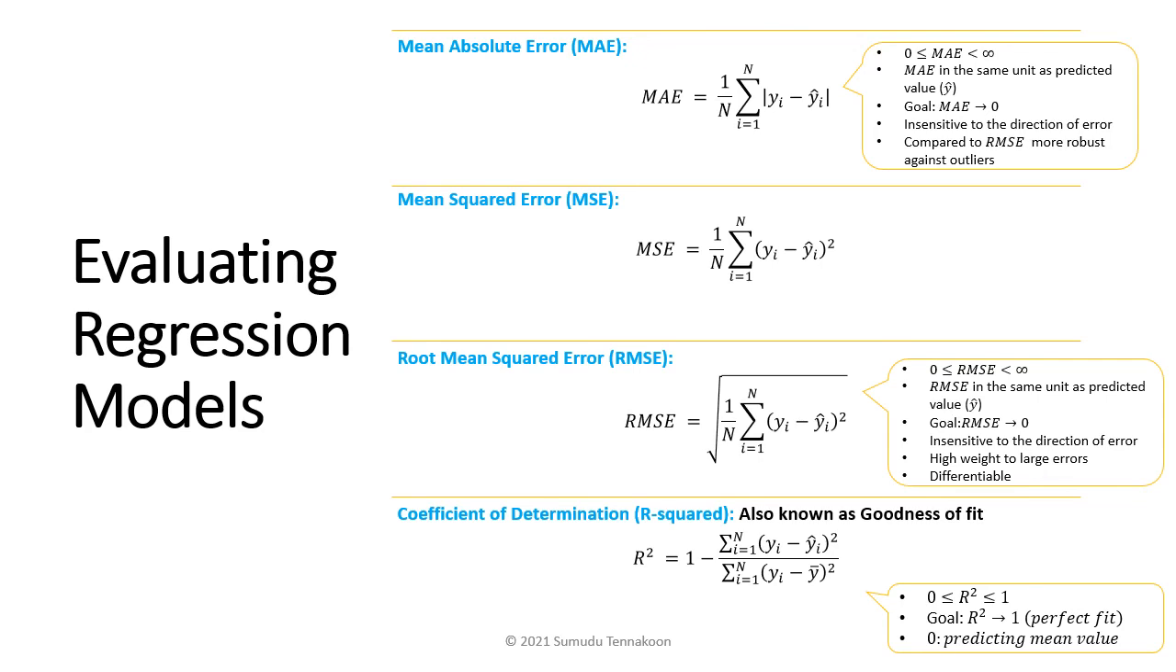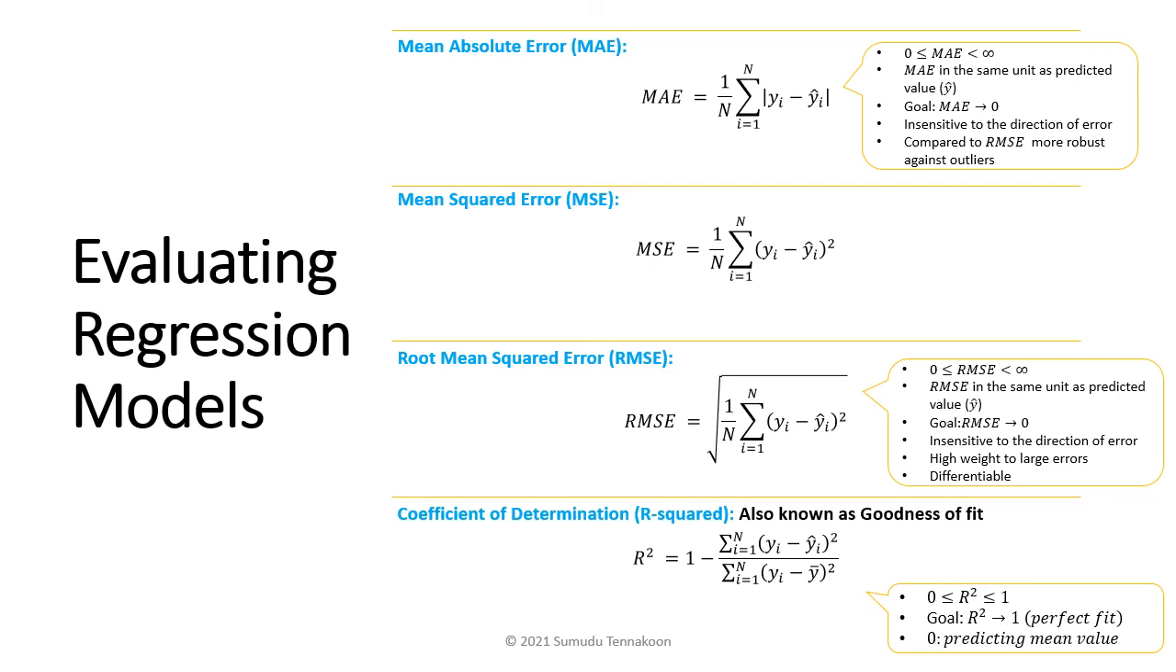And the mean absolute error is the same: the value of mean absolute error is in the same unit. This is important as the predicted value. So if you are measuring dollars, the predicted value is in dollars, so your mean absolute error value is also in dollars.